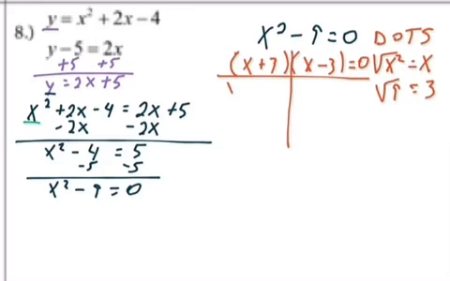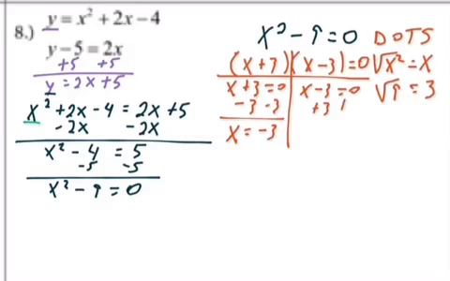Make a t-chart and solve. X plus 3 equals 0, minus 3 from both sides. X equals negative 3. X minus 3 equals 0. Add the 3. X equals positive 3. Remember, we're not done yet until we find our y value.